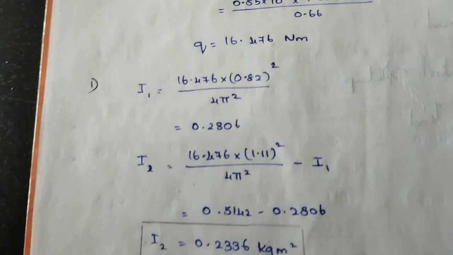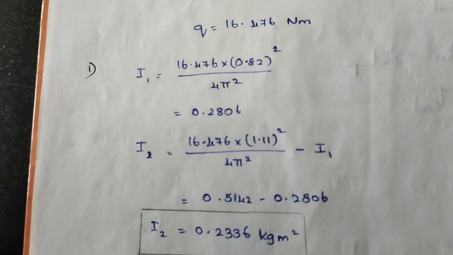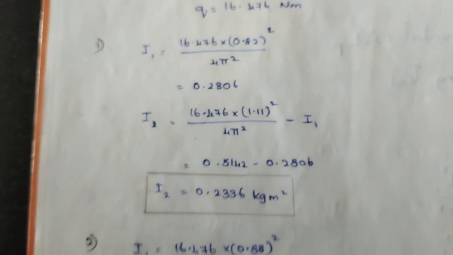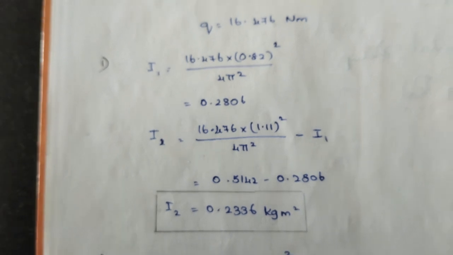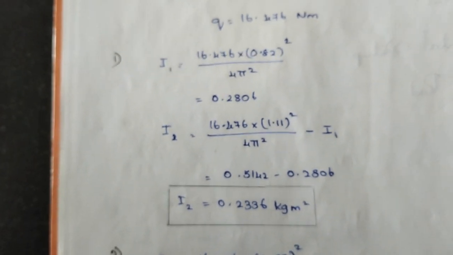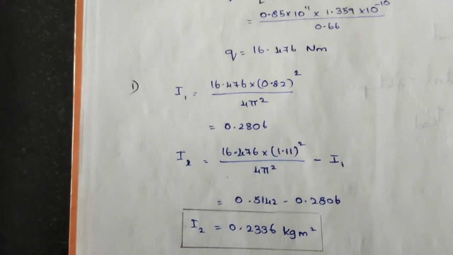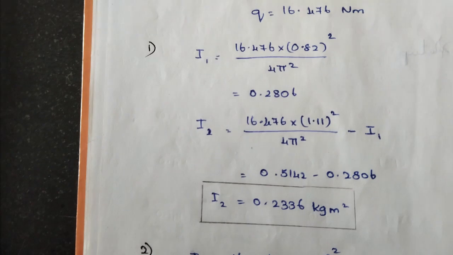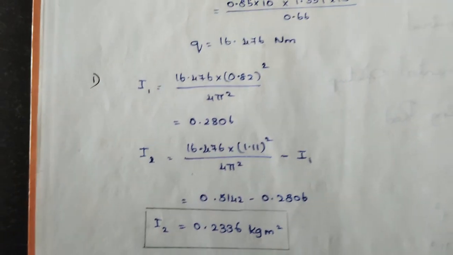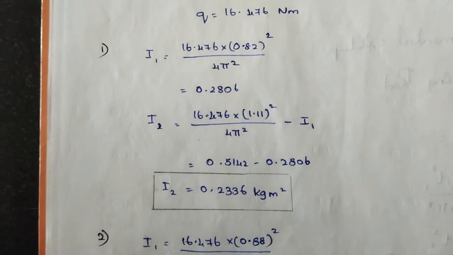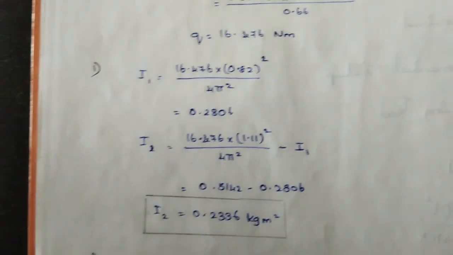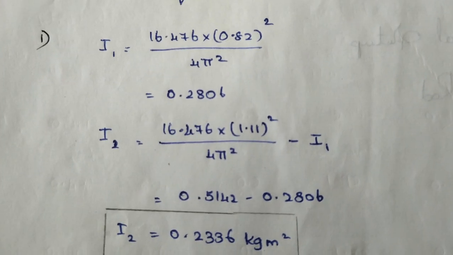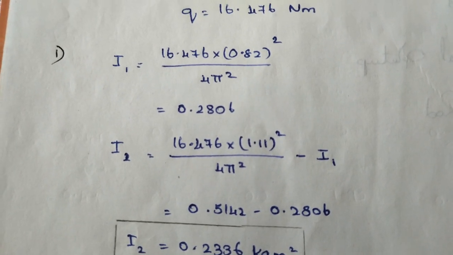Finally we got the average value of I from the calculations of all 3 trials. This value is the mass moment of inertia for the given object. Next the result: thus the torsional oscillation equipment is tested, and the mass moment of inertia of the unknown object is found out. Thank you.